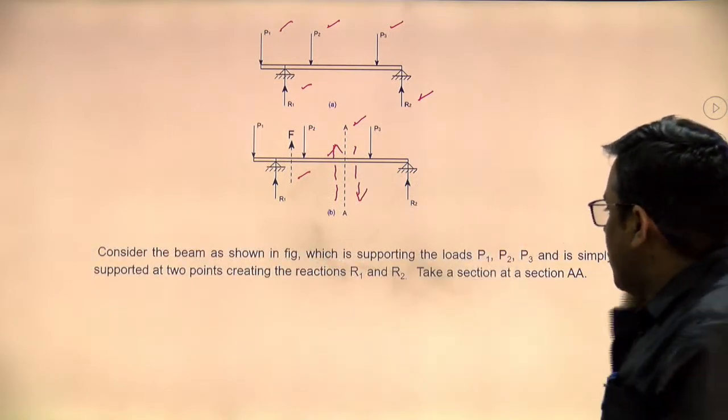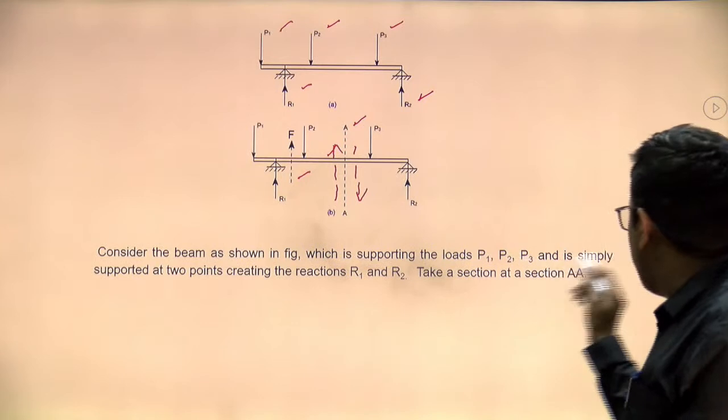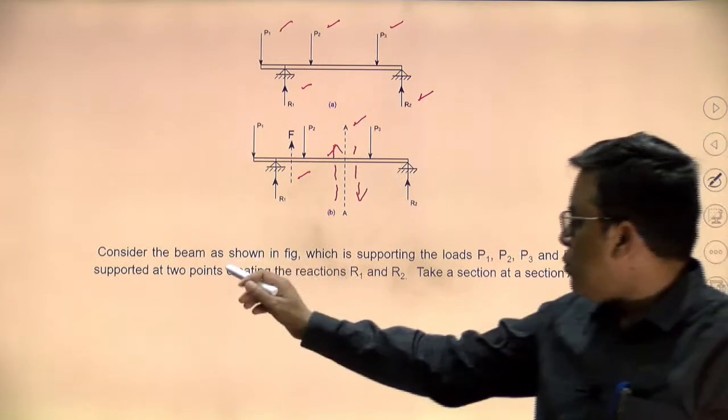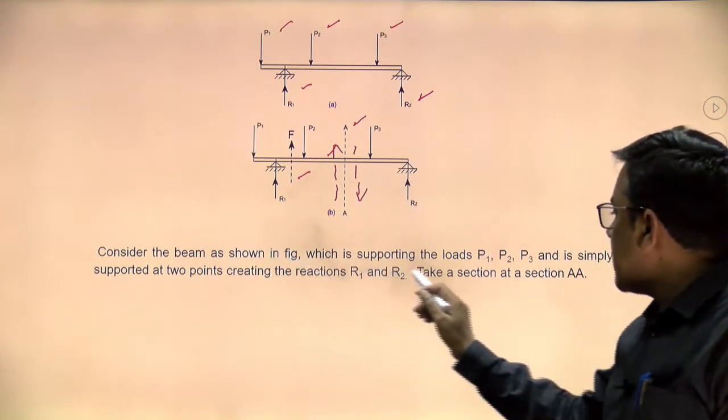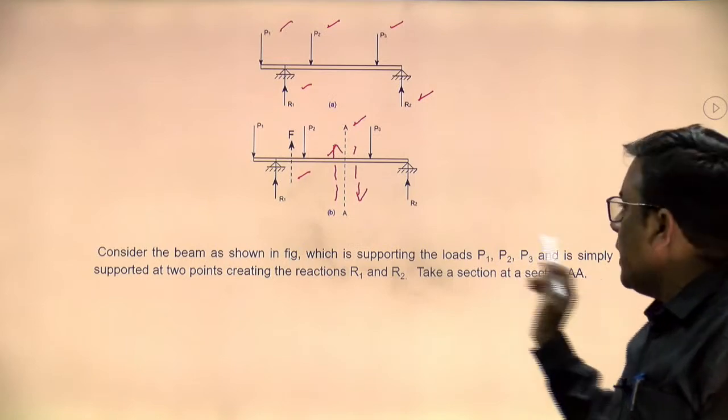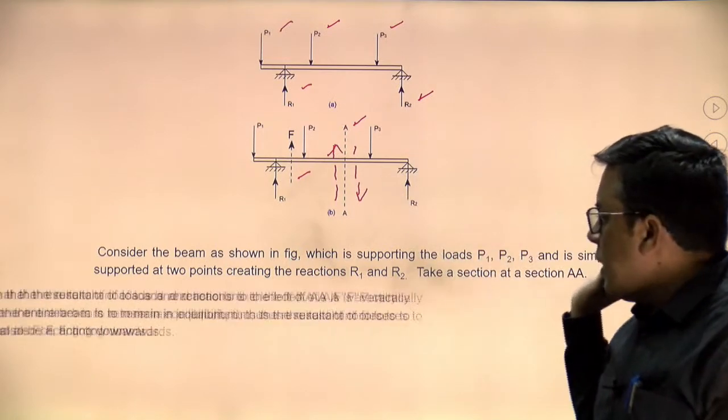Consider the beam as shown in the figure, which is supporting the loads P1, P2, P3 and is simply supported at 2 points, creating the reactions R1 and R2. Take a section AA, already explained.